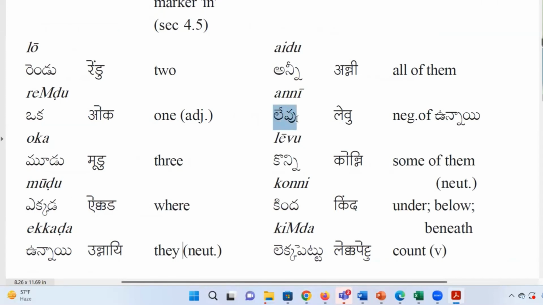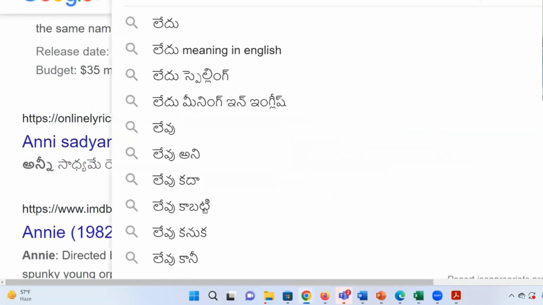Let's go to the next one. Next word is levu. Levu means not there. Actually, here they have given levu. Negative of unnai, opposite to unnai. But in English, what can we say? They are not. Avi levu, when we are talking about things. If I say they are not when we are talking about people, varu leru. Levu is used for things. Let's get a random sentence.